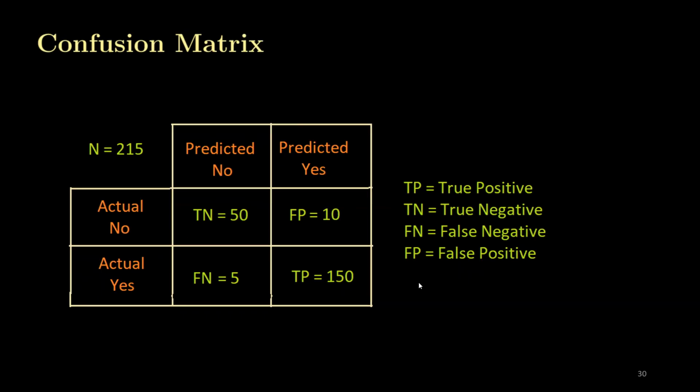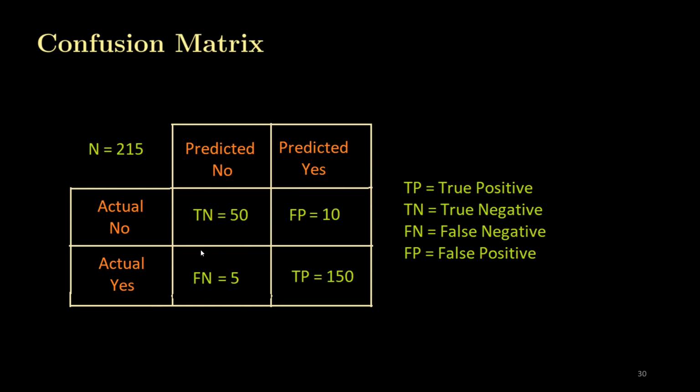Now the name is defining everything. This is true and these are negative. So basically these 50 samples belong to the negative class and the model is predicting them truly. Similarly, these 150 samples belong to the positive class and the model is predicting them correctly, or truly. On the other hand, these 10 samples basically belong to the negative class, but the model is saying they belong to positive. So the model has classified them as positive, which is false. That's why it is known as false positive.